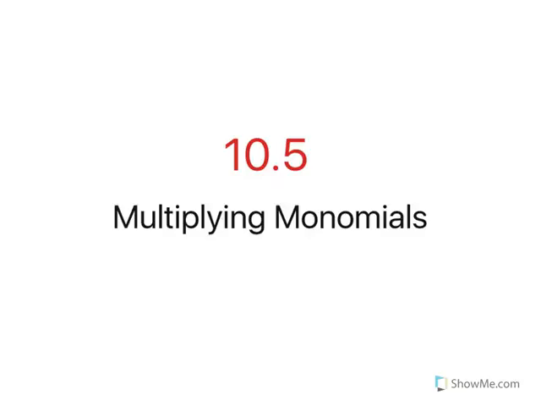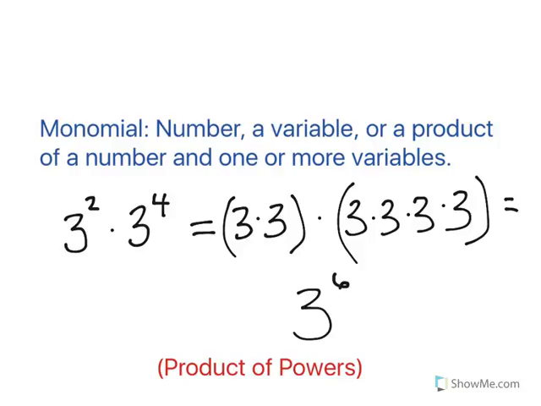This lesson is on section 10.5 titled Multiplying Monomials. So a monomial is a number or a variable or a product of a number and one or more variables. So I'm going to show you an example using the product of powers here.